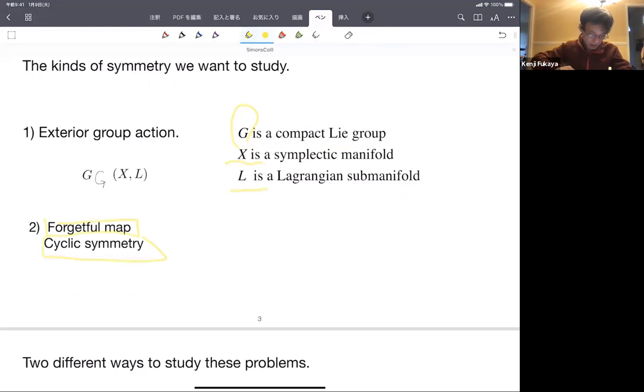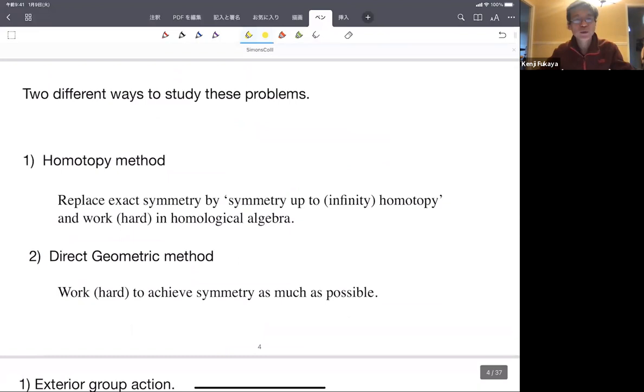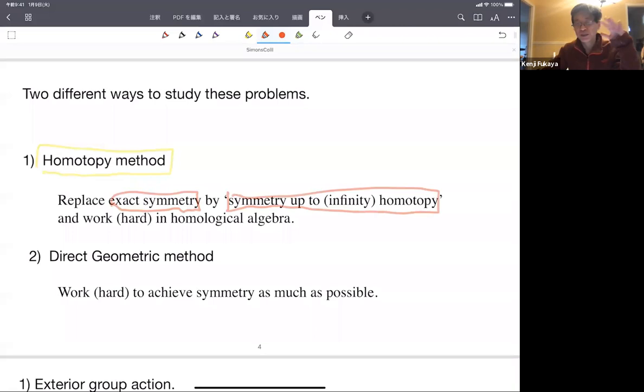To handle this symmetry, I think there are basically two different ways used by several people. One is the homotopy method. This homotopy method somehow replaces exact symmetry by a kind of symmetry up to infinite homotopy. To cook up a good notion of symmetry up to infinite homotopy is an issue. And then we also need to work hard, sometimes very hard, in homological algebra, to show that this symmetry up to infinite homotopy is good enough to have our operations with the required properties. So this is the homotopy method.